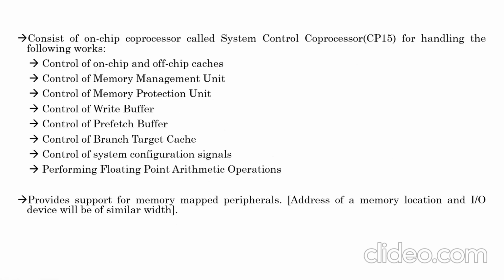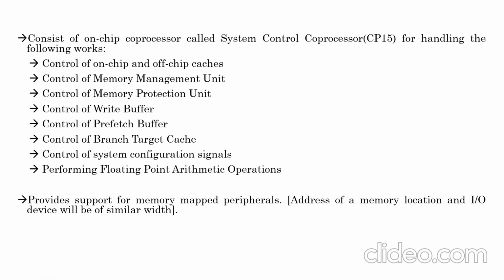Next one, ARM provides an on-chip coprocessor called the system control coprocessor. The coprocessor number is CP15. Its main purpose is controlling the on-chip cache and off-chip cache, memory management unit, memory protection unit, and write buffer. Write buffer is the one which is accessed during the data memory access stage. Prefetch buffer also controls the buffer used during the fetch stage.